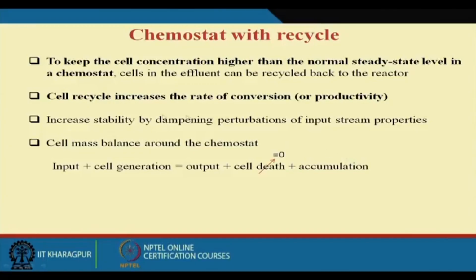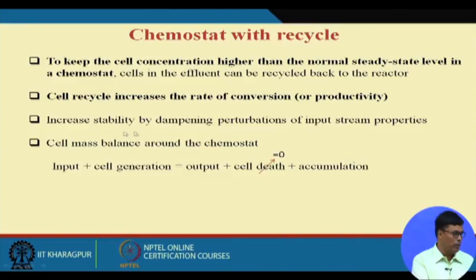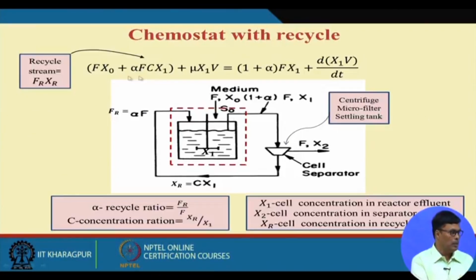I can give the example of the activated sludge process. The activated sludge process is largely used by industry for wastewater treatment because it is easily operated, and it is nothing but a CSTR with cell mass recycling. The cell mass recycling increases the rate of conversion, increases the stability and dampens the perturbation. So we can write the balance equation: input, cell generation, output, cell death which we can assume to be 0, and accumulation. This is the equation I can write.